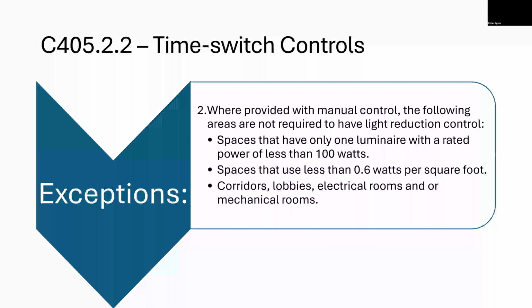Where provided with manual control, the following areas are not required to have a light reduction control. Spaces with only 1 luminaire with a rated power of less than 100 watts. Spaces that use less than 0.6 watts per square foot. Corridors, lobbies, electrical rooms, or mechanical rooms. Basically, there's not really enough there to care, so we would be tripping over dollars to pick up dimes.